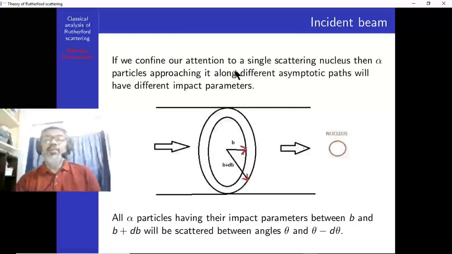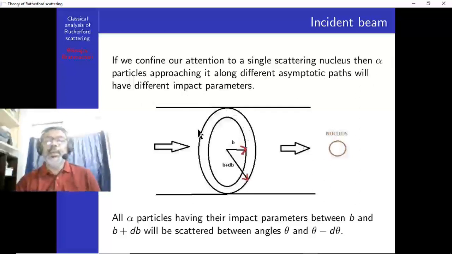So we confine ourselves to a single scattering nucleus, but let us consider an alpha particle beam. Alpha particles approaching that single nucleus along different asymptotic paths will have different impact parameters. To begin with, we consider a single nucleus and an alpha particle beam, and later on we will include many nuclei. That means the target will contain many nuclei. So in this beam, alpha particles approaching it along different asymptotic paths will have different impact parameters.